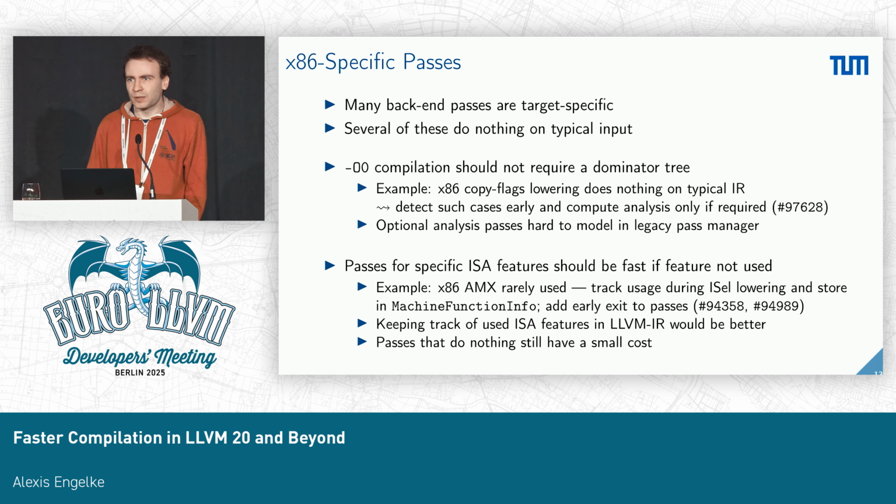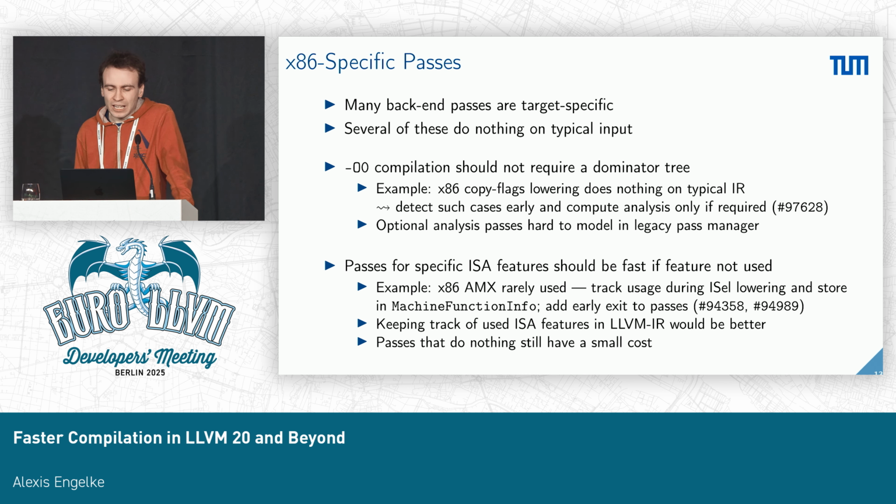Also, passes that are specific for certain ISA features like AMX should do nothing if these features are not used. So for AMX, we tracked during instruction selection lowering whether AMX instructions actually occur. And if they don't occur, we added an early exit to these passes so that they do nothing in the very, very common case that the ISA extension is not used.